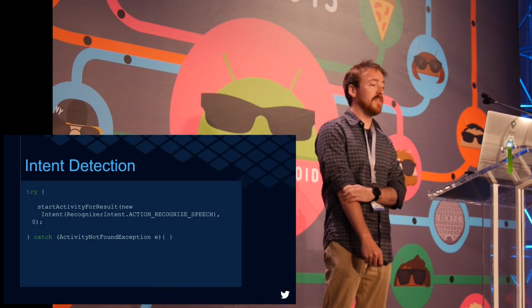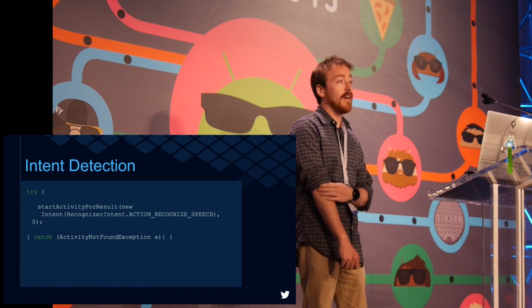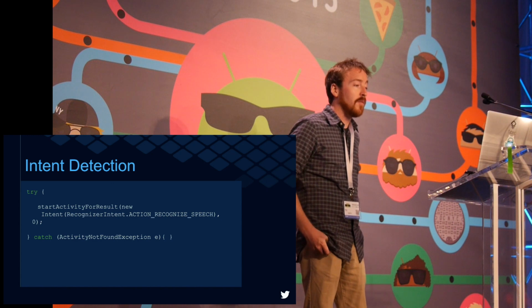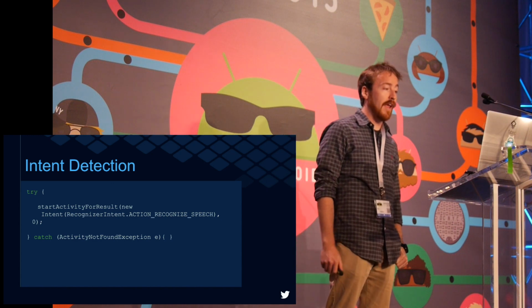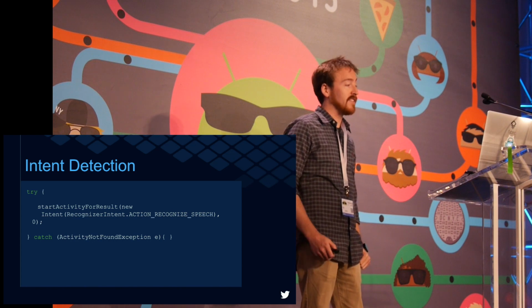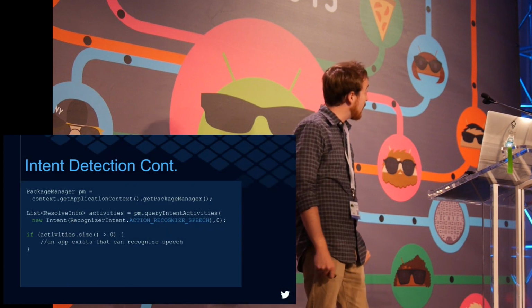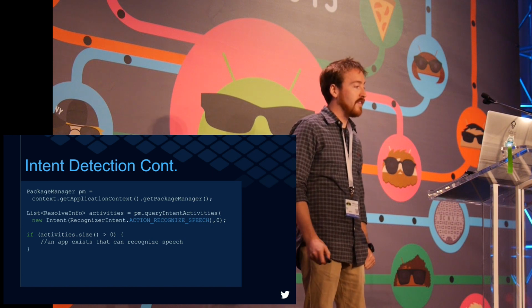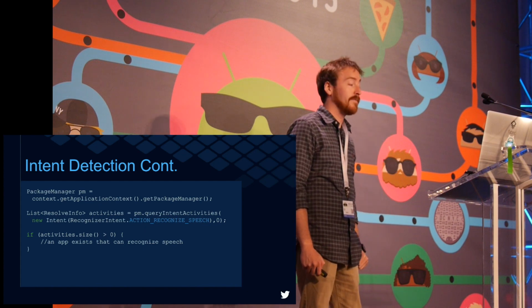Detecting some Android components may seem a bit more challenging. Speech detection, for example, is a service, and it doesn't rely on a specific Android version, but an installed service to handle this intent. And we can detect this in two ways. The first one, we can try starting the activity and then catching the exception if it's not found. But a more graceful solution is to query the package manager for activities that can handle this action. And then if this list has any, then we know that there's something on the device that can handle this action.